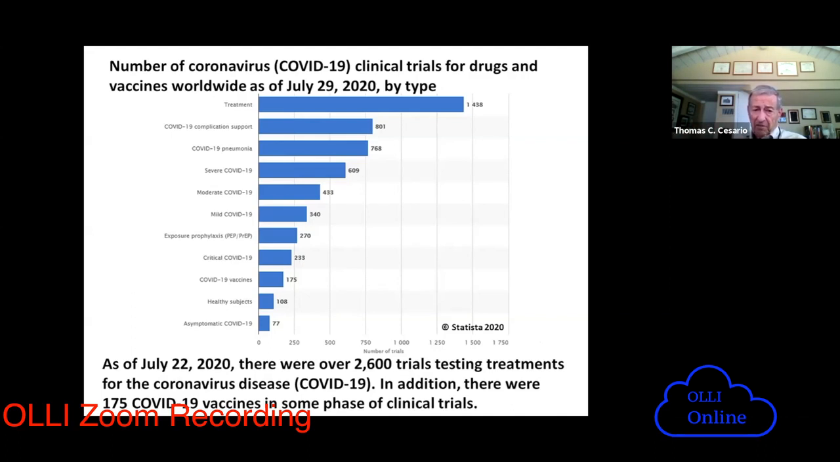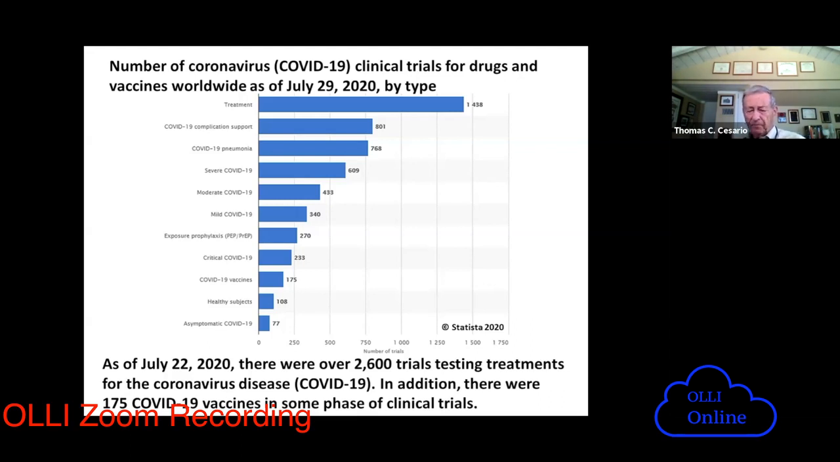And of this time, the only thing we know that works is remdesivir and hydrocortisone. Actually, it's dexamethasone given at the right time. Dexamethasone is a potent form of hydrocortisone. Given at the right time, it makes a difference. And we believe that convalescent plasma will work. We haven't proven that yet. There's anecdotal stories that it does.